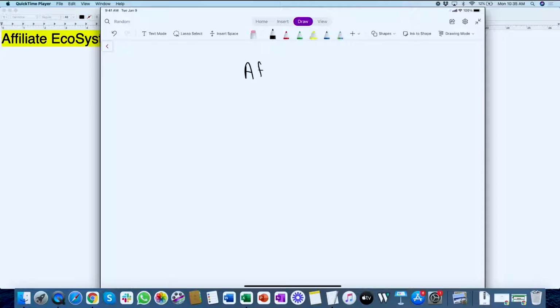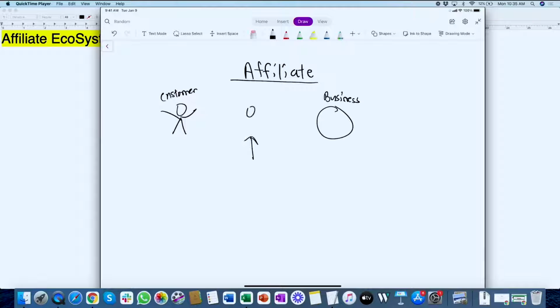So affiliate marketing, at its core, and this is the typical affiliate marketing, by the way, really just means that there's a customer, all right, and then this is the business. We'll just make this a world. So this is the business, and then this becomes you. You are the affiliate, and essentially what you do is you go and you find this customer, and you send this customer to this business.